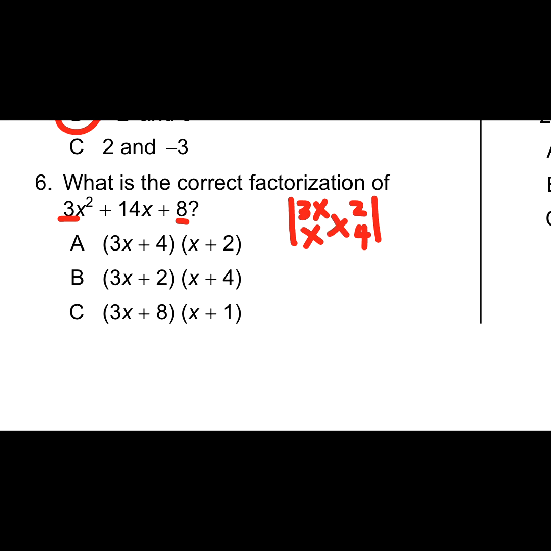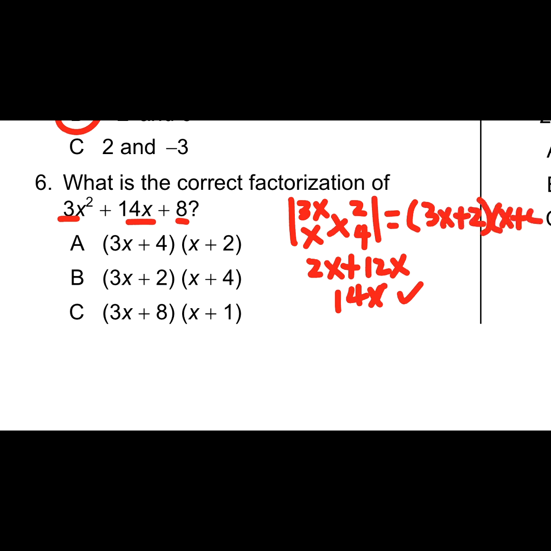Cross multiplying, we will have 2x plus 12x. That will give us 14x, and that checks out to be the middle term. So we know that the factorization will be 3x plus 2 times x plus 4. And so that looks like it is answer choice B.